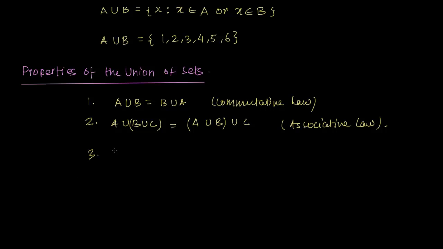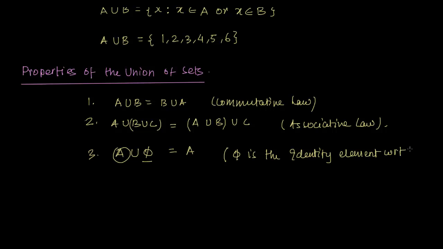Okay, now what happens if I take the union of A with phi, the null set? Okay, if I add nothing to A, what do we expect A to be? We expect it to be A, and since phi has been added and it does not change the identity of A, it lets it remain like that. So phi is the identity element with respect to the union of the sets, right?